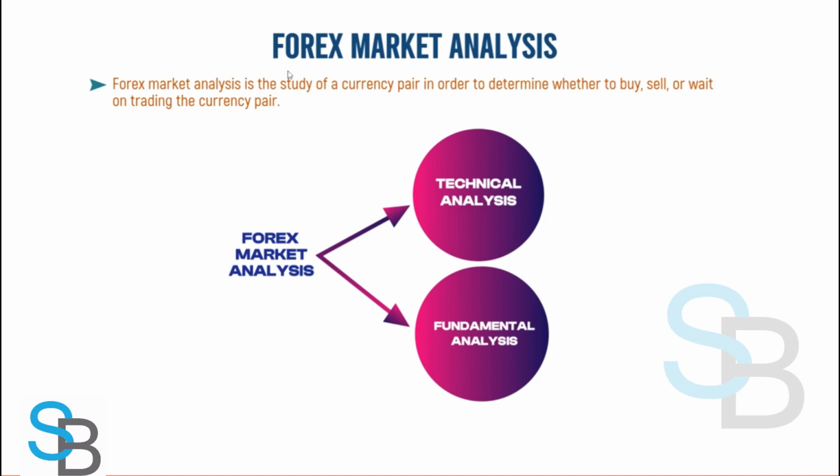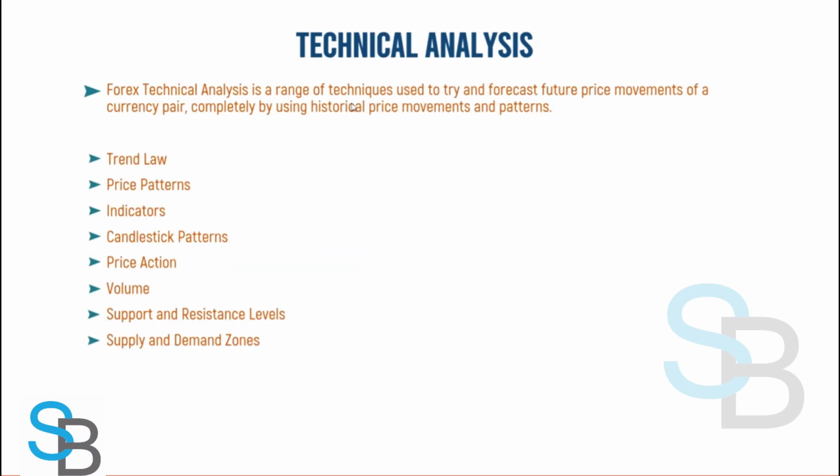There are two ways of analyzing the market basically. We use these two ways to determine whether we buy a currency pair or whether we sell a currency pair. The first is technical analysis and the second is fundamental analysis. These are basically the two ways forex traders use to analyze the market in order to predict where future prices of currencies will go.